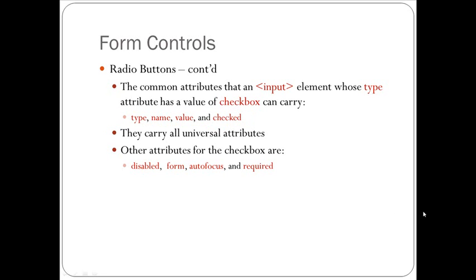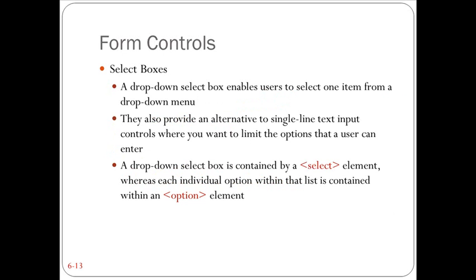They also all carry the universal attributes, and just like the checkbox, they also have disabled, form, autofocus, and required. Select boxes. This is where you can create a list of items or a drop-down box with several items in it so that the user can select one item from that menu.